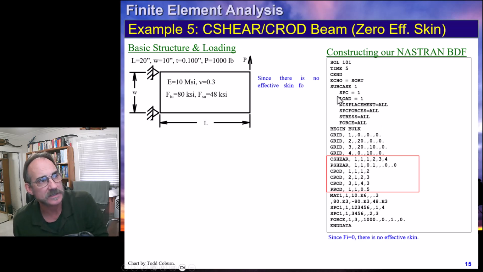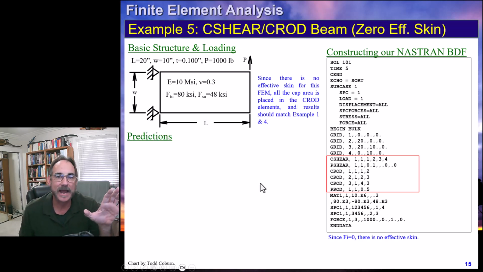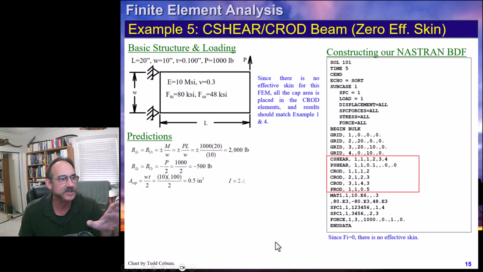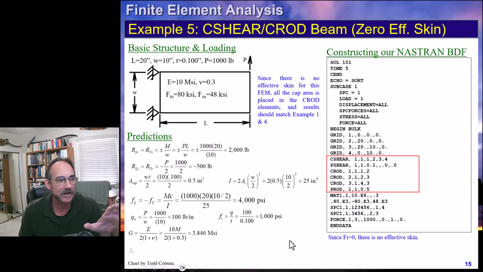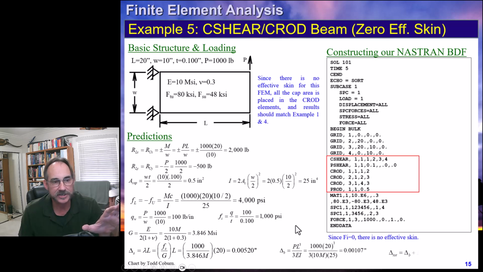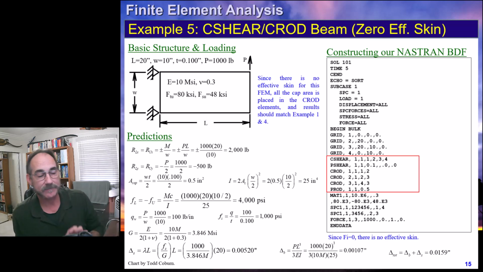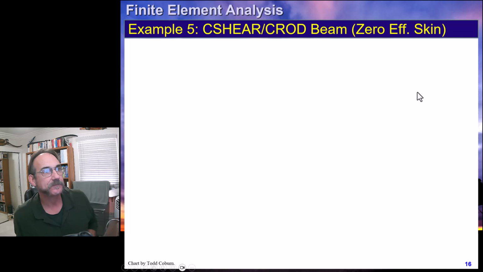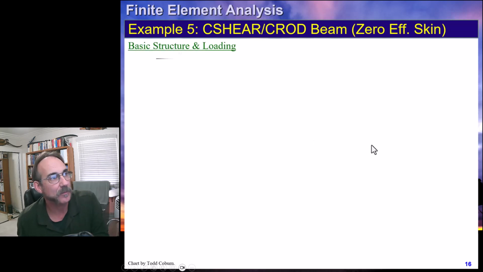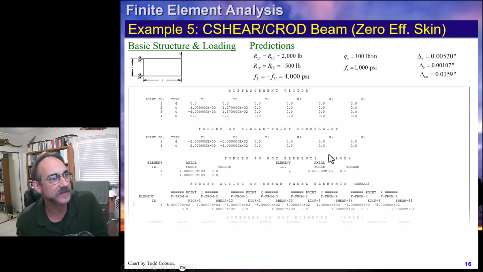So once again, we have no effective width of skin, so all the cap areas can be placed in the C-rods. Our predictions now will match example 1 perfectly. As you see here, no difference at all. So the predictions for example 1, example 4, and example 5 are the same. But the way those loads are carried, or where the areas are coming from, may be slightly different. So let's look at our output. Here's our model, here's our predictions, and this is our results.